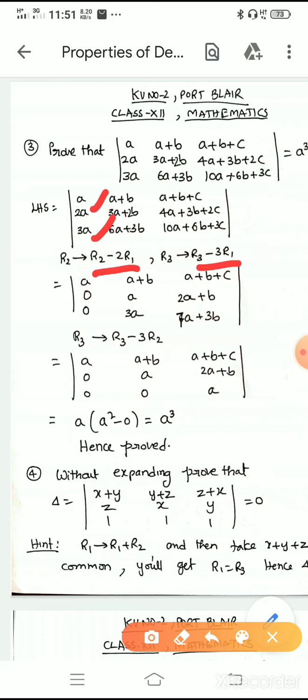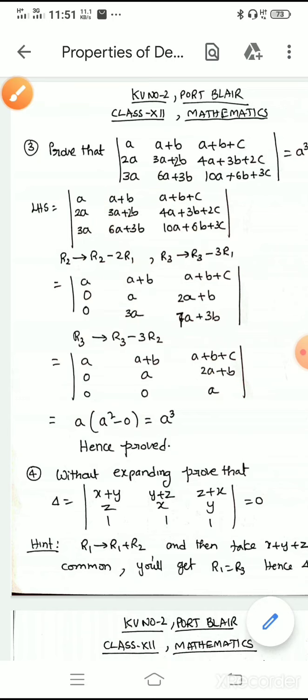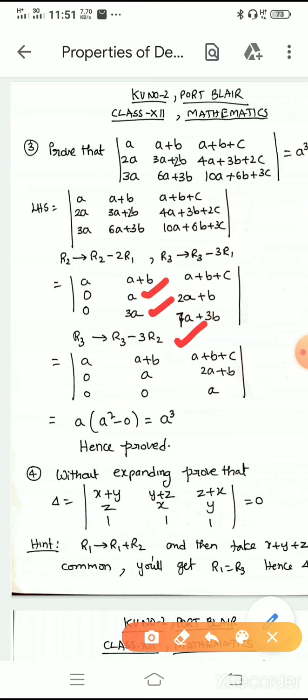We got it like that. Then we obtained the second row as 0, a, 2a plus b, and the third row as 0, 3a, 7a plus 3b. Now apply the operation R3 is R3 minus 3R2, because here it is 3a and here it is a. If it is multiplied by 3, we get 3a minus 3a, which will be 0. That is the reason we applied R3 as R3 minus 3R2.